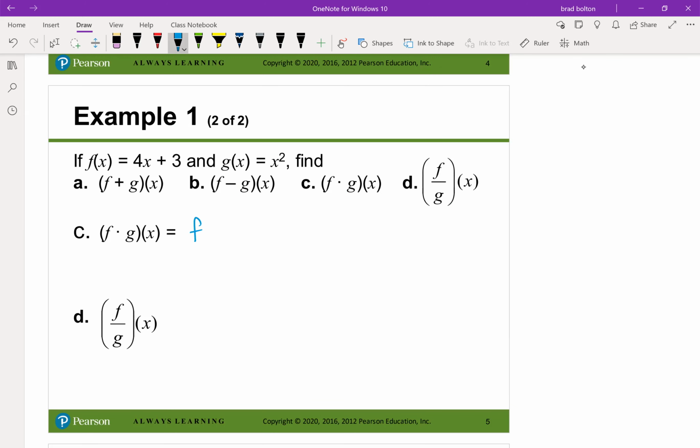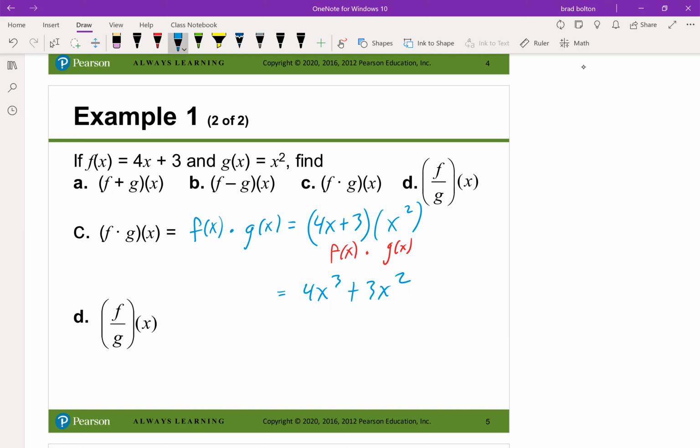Let's go over here to multiplying now. I know that f times g of x would be f of x times g of x. So this means that f of x is 4x plus 3, and g of x is x squared. And again, all I'm doing is f of x times g of x, right? So then this will become 4x cubed plus 3x squared. Nice and clean, okay? For division, we know that f of x would be 4x plus 3, and g of x would become x squared. And that is all there is to it. Not so bad.